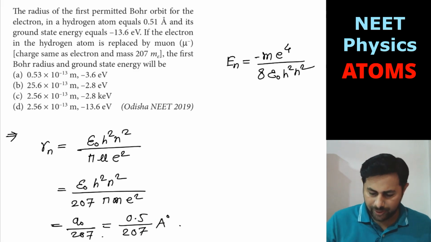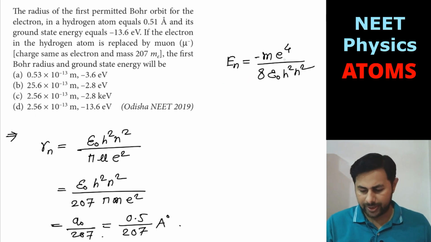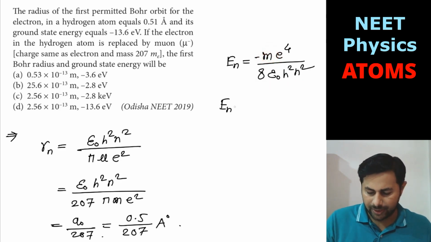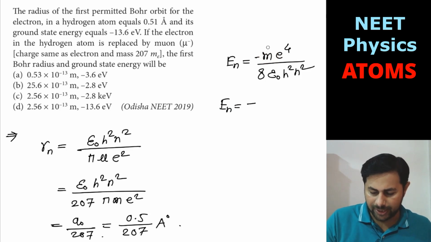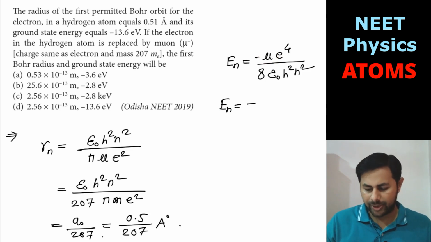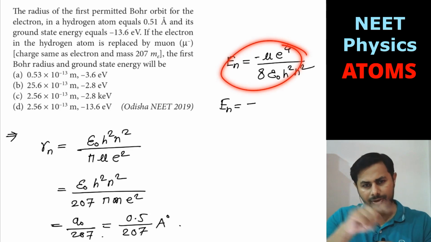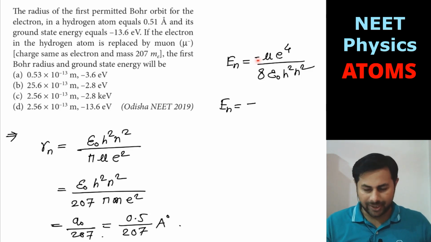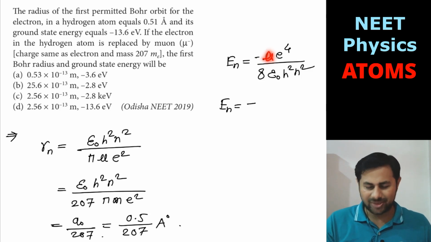So energy of electron in nth orbit is minus m e to the power 4 divided by 8 epsilon naught square h square n square, and then we just need to care about m. m comes in the numerator here. Okay, that En is equal to what? Minus, in place of mass of electron there will be mass of muon. So this will be energy of muonic atoms. Okay, muonic means the electron is replaced by muon. So that is minus m e to the power 4, but m is replaced by mass of muon.